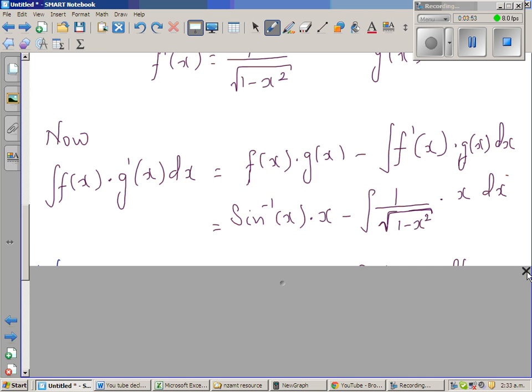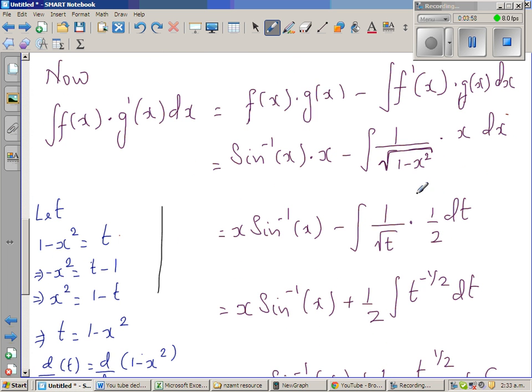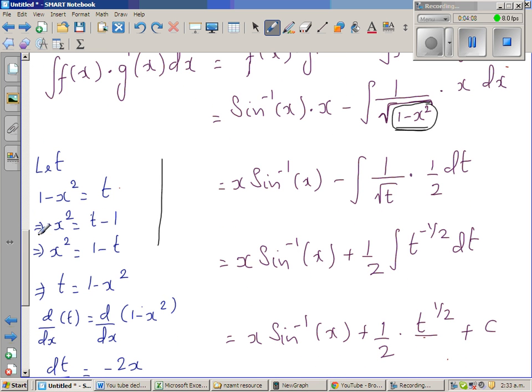let me remove the veil. I want you to look at this side. I have let the term inside the radical be t. So 1 minus x squared is t. So minus x squared is t minus 1, so x squared is 1 minus t. I could have deleted this, there was no need to write this step. Whatever, so t is equal to 1 minus x squared.